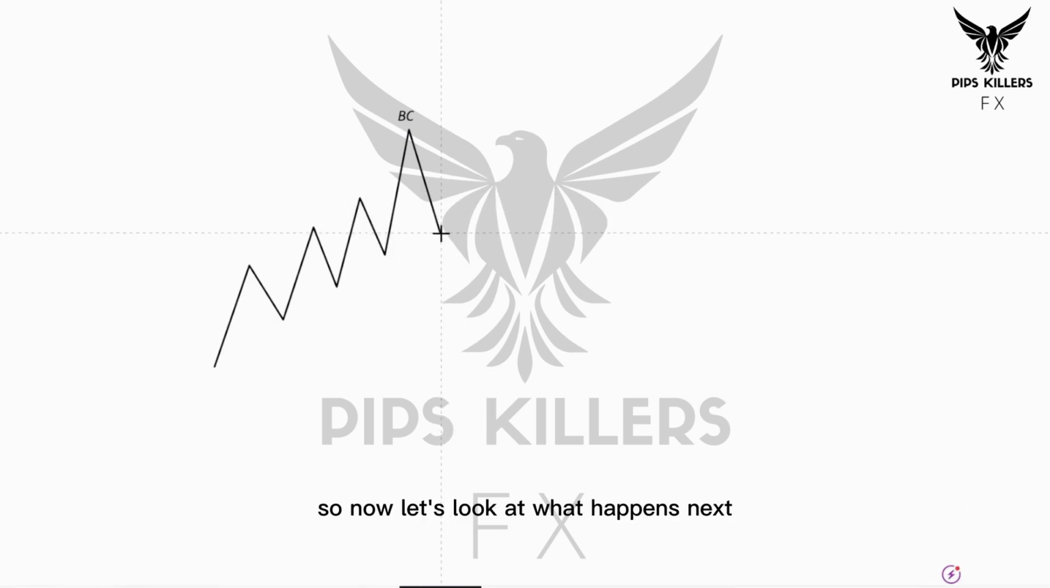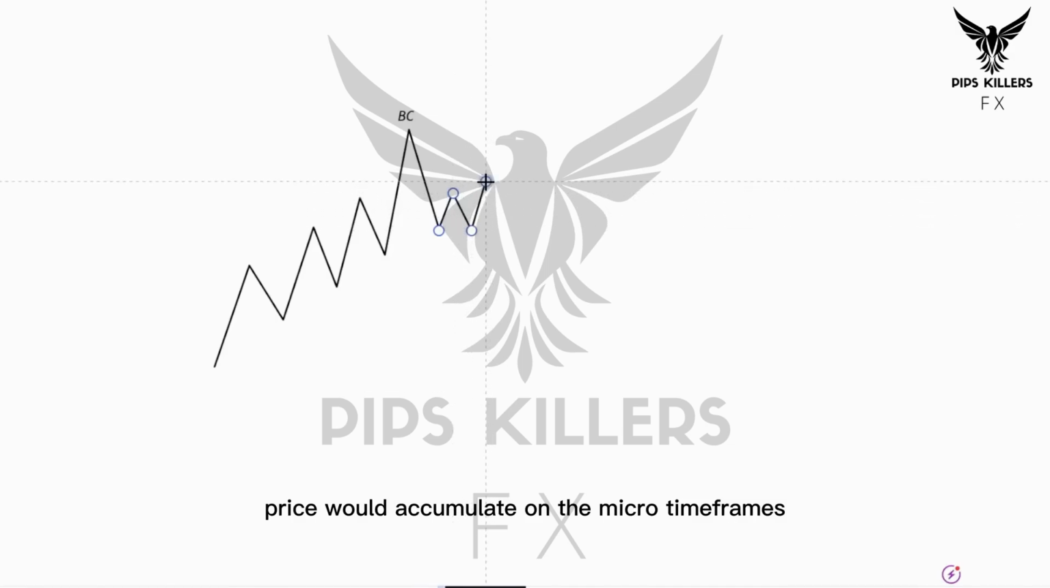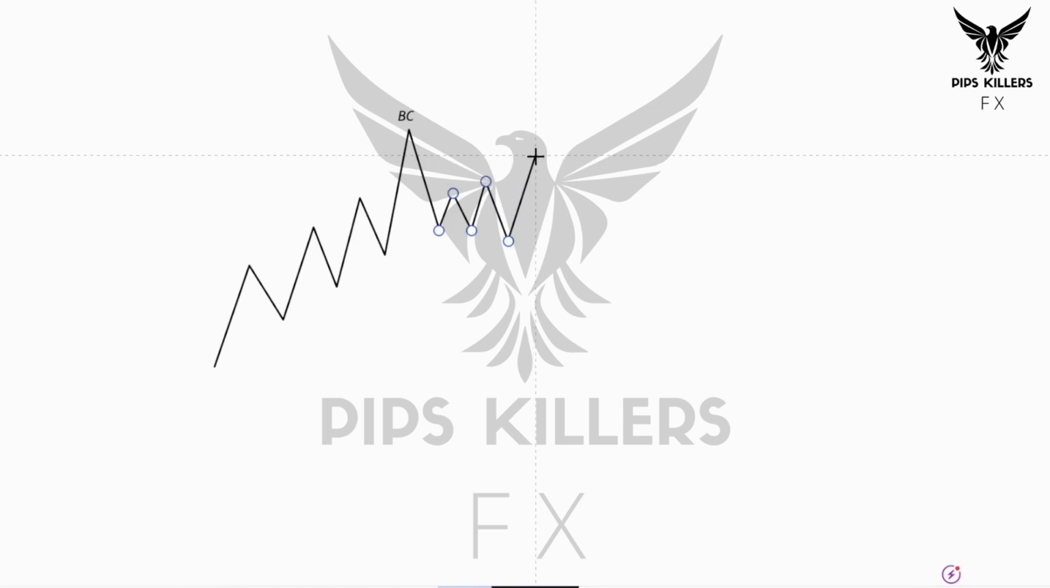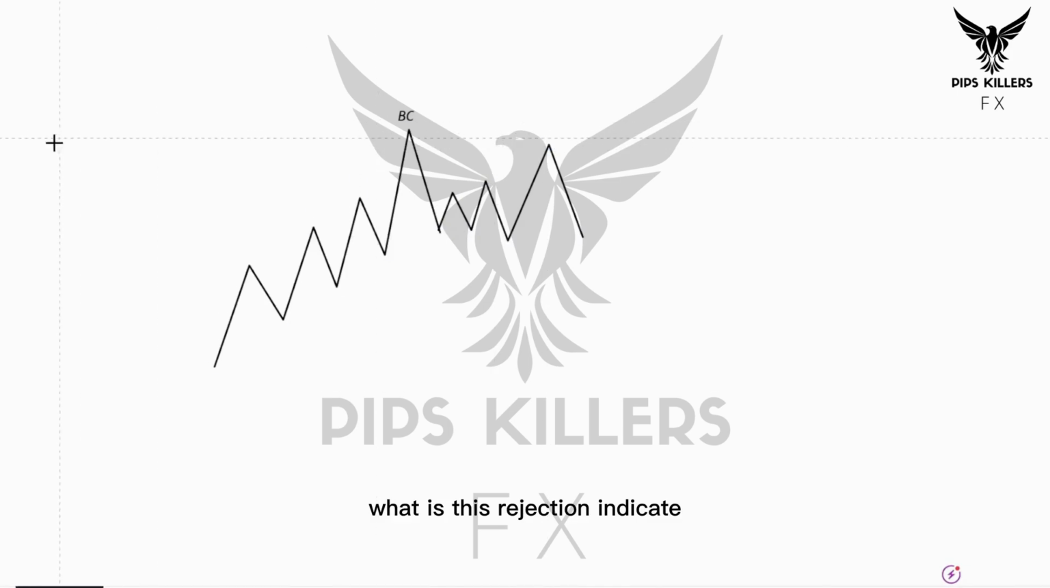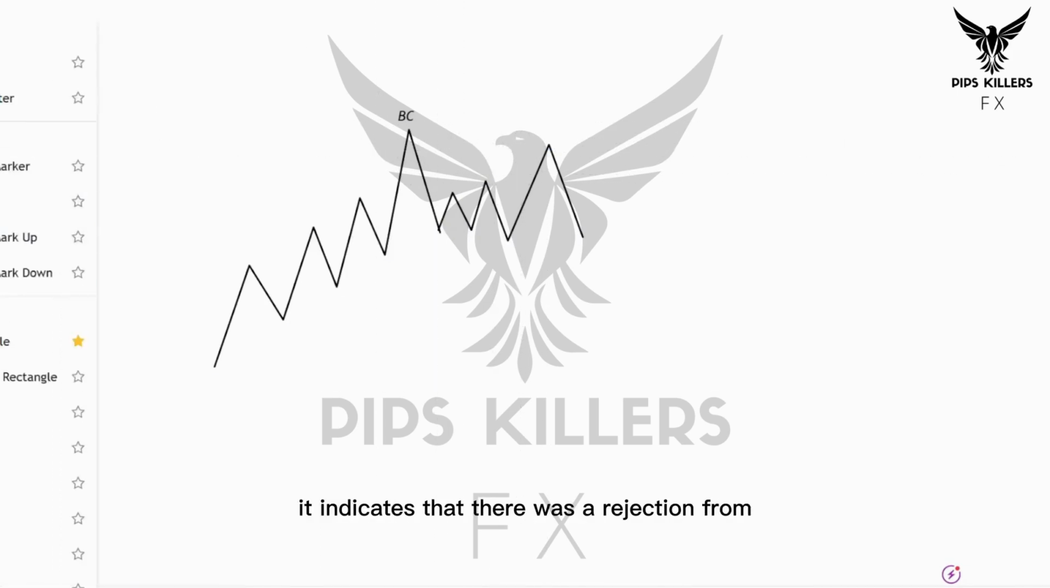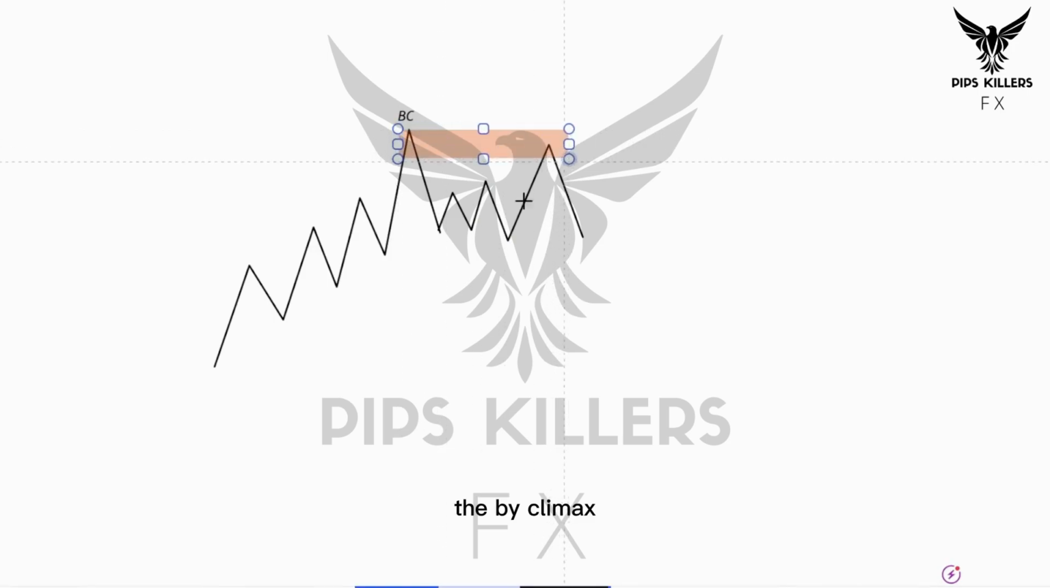So now let's look at what happens next. Price would accumulate on the micro timeframes and head for your buying climax. And you find a rejection. What does this rejection indicate? It indicates that there was a rejection from the buying climax.